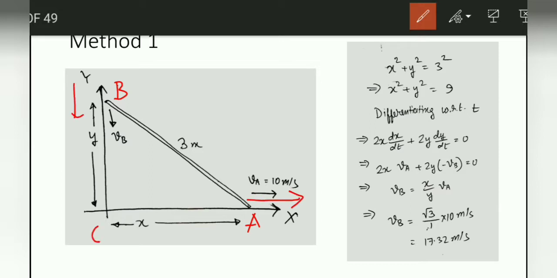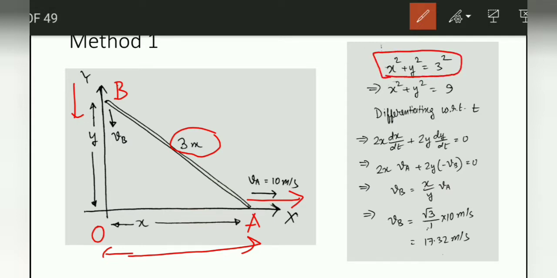This length OA, that is x, is increasing and y is decreasing. This length of 3 meter is constant. So we can write x square plus y square is equal to 3 square. This is from the Pythagoras theorem. This is 90 degrees, so x square plus y square is equal to 9.